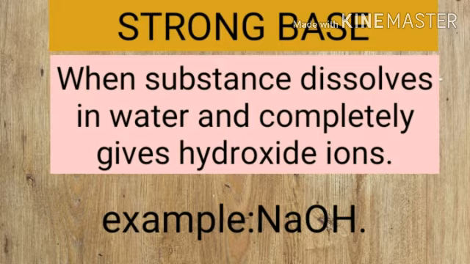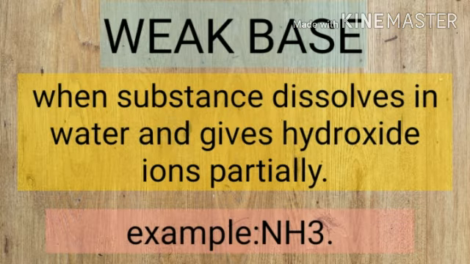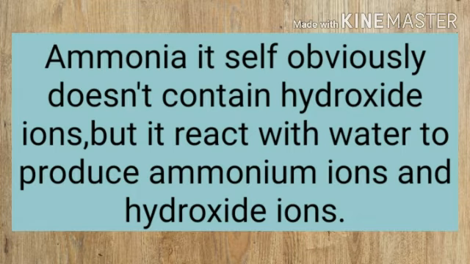And next one is the weak base. In the strong base, it completely gives OH minus ions. And next one, weak base. When a substance partially gives OH minus ions, that is called as weak base. For example, ammonia. Ammonia itself obviously does not contain hydroxide ions, but it reacts with water to produce ammonium ions and hydroxide ions. A weak base is one which does not convert fully into OH minus ions in solution.